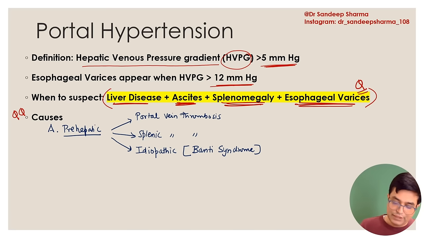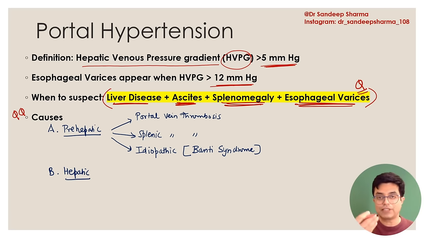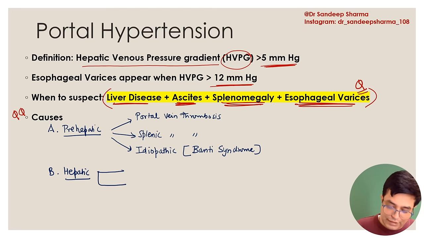Then we have the hepatic causes. Now in the liver itself, there can be causes further subdivided into three parts: at the level of the liver sinusoid, before the sinusoids, that is pre-sinusoidal, and after the sinusoid, that is post-sinusoidal. So hepatic will have further three categories. We have pre-sinusoidal, the typical example in the patient will be a parasitic infection called schistosomiasis.